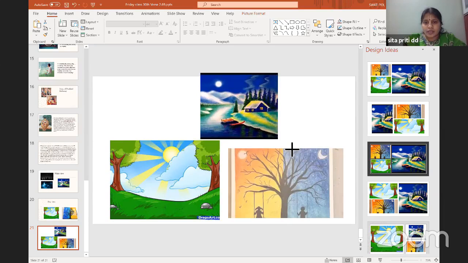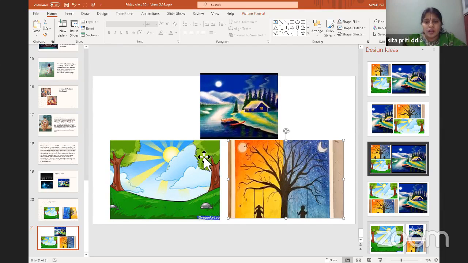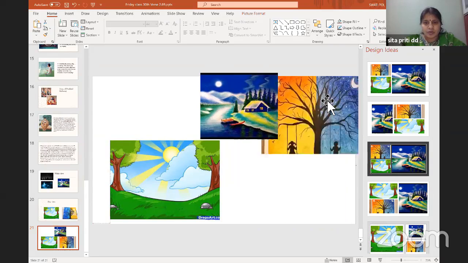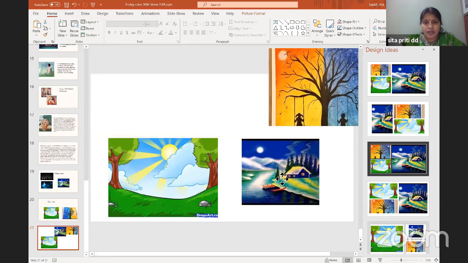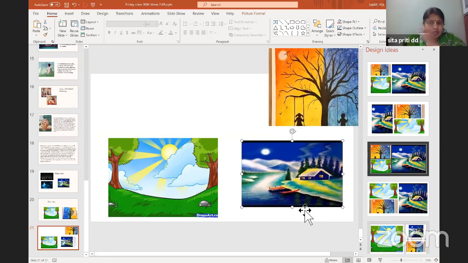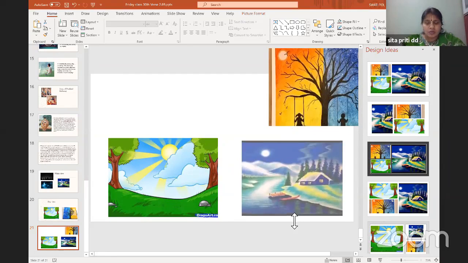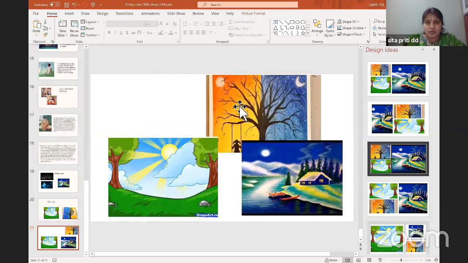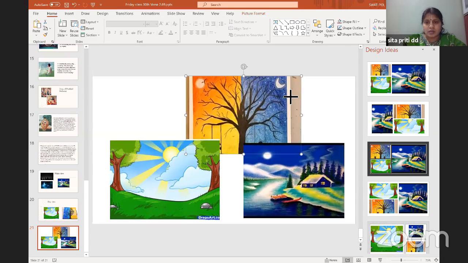So see, either you can draw a full day view and a full night view. 1 second. Okay, I'll save it so that you will be able to see it.